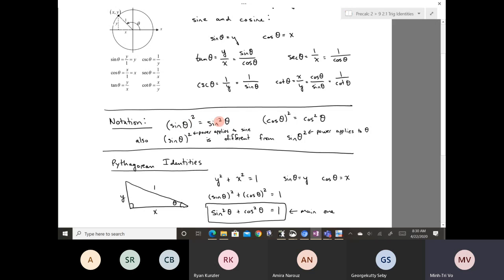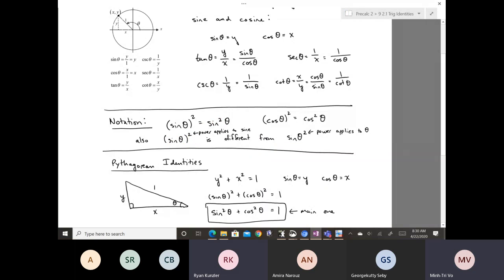What it doesn't mean is that the power applies to the angle. That is something completely different, where you square the angle first, whatever that turns out to be, and then apply the sine function to that angle. So these two things are different, and when we write it like this, it means this particular way of writing it instead of that. That other one is completely different and very rarely used. Most of the time when we have powers, this is what we mean.